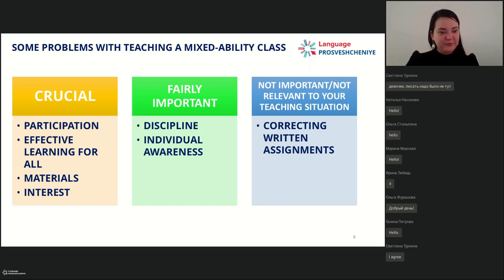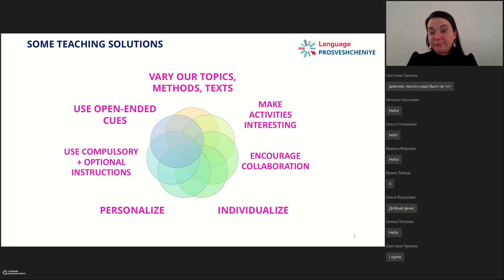So I think we've discussed enough about problems. Let's move on to a more positive part. Let's find solutions to these problems. If we think about some teaching solutions, and if we look through some methodological books, what will we see? We would see such recommendations as various topics, methods, or texts.